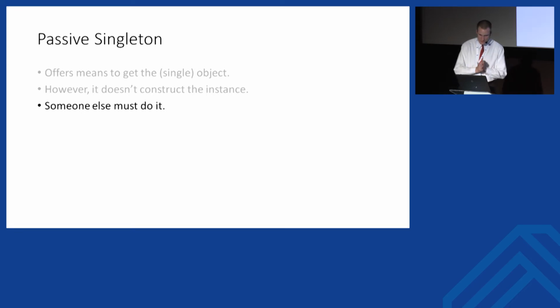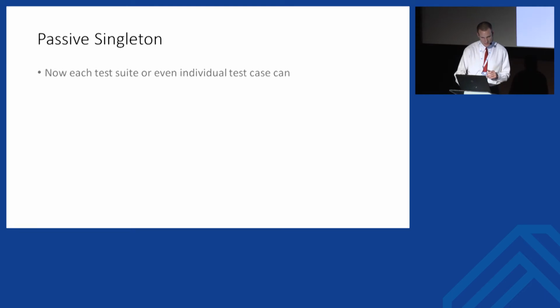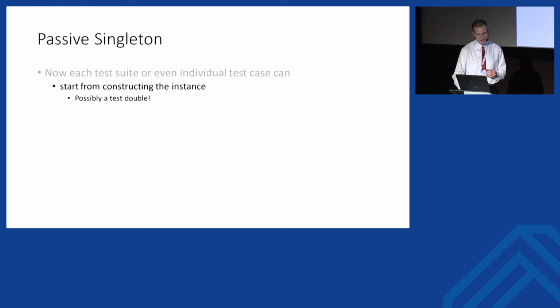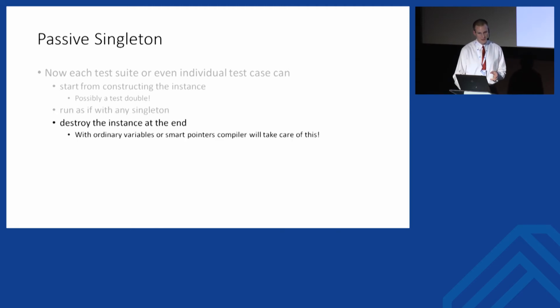Yeah, what I already talked about. Each test suite or even individual test case can start by constructing the instance, possibly a test double, and run as with any normal singleton. The destruction, as with normal variables, meaning a local variable or a smart pointer, will be done automatically by the compiler anyway. Everything clears nicely. We check every expectation we made, and every global state is cleared back to the original state.